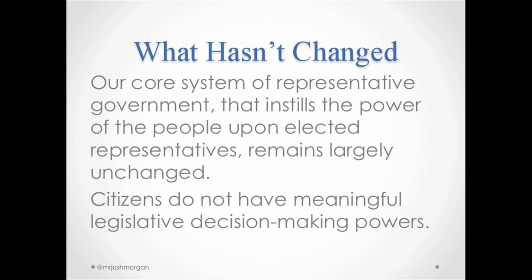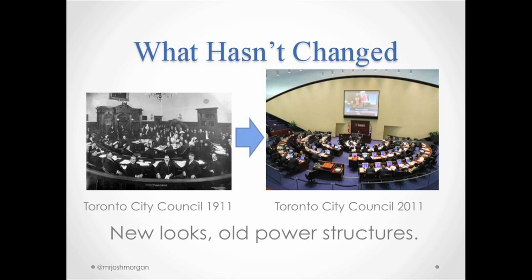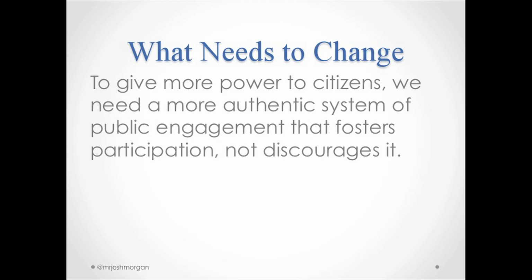But what hasn't changed is that our core system of representative government, the one that instills our power upon elected representatives, remains largely unchanged. Citizens still do not have meaningful legislative decision-making powers between elections. So although we have municipal governments that look different, the underlying representative government structures of those are relatively unchanged. And I believe that we need to start to take steps to modify the balance of representative government. I believe we need to give more power to citizens.